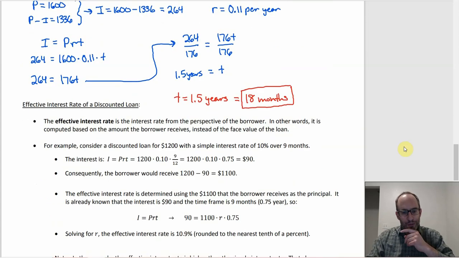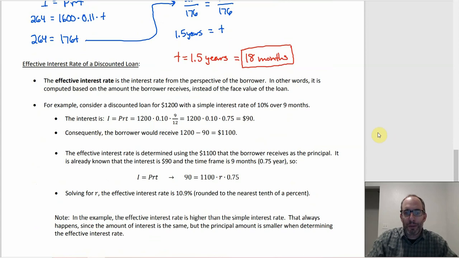Okay, so just for kind of a basic example here, if you have a discounted loan for $1,200 with a simple interest rate of 10% over 9 months. So the interest would be, so I equals PRT again, 1,200 for the principal times 0.1, and then 9 months, convert that into a year. That's 9/12 of a year, right? So then I just rewrote the 9/12 as 0.75, and it's $90. So the borrower wouldn't get the full 1,200, they'd get the 1,200 minus the interest of $90, and they'd get 1,100.